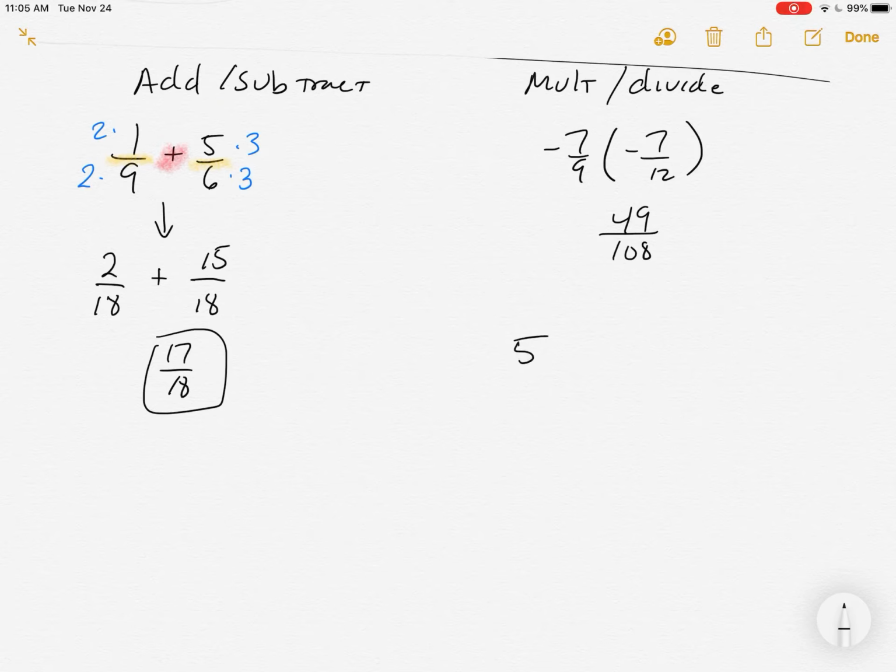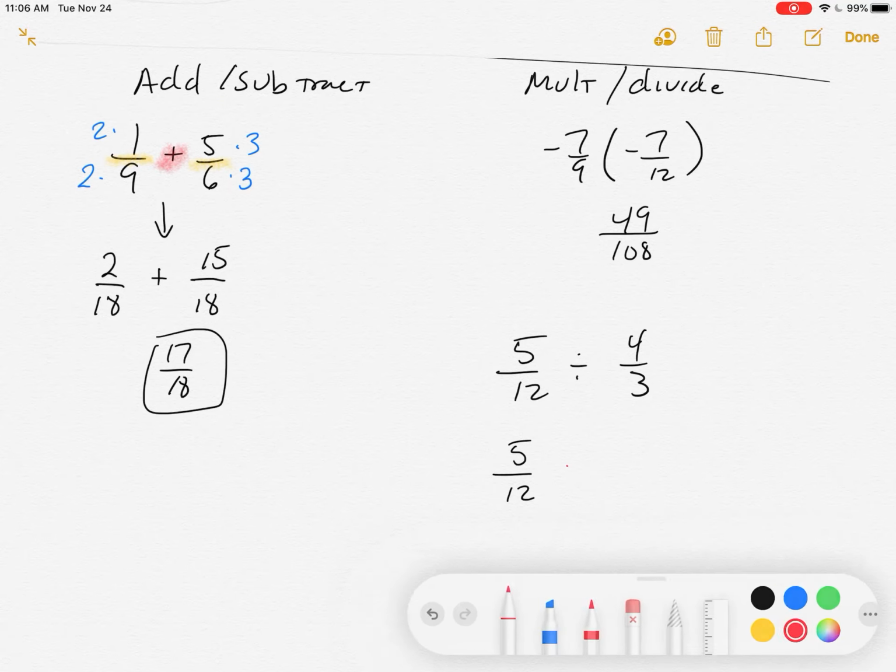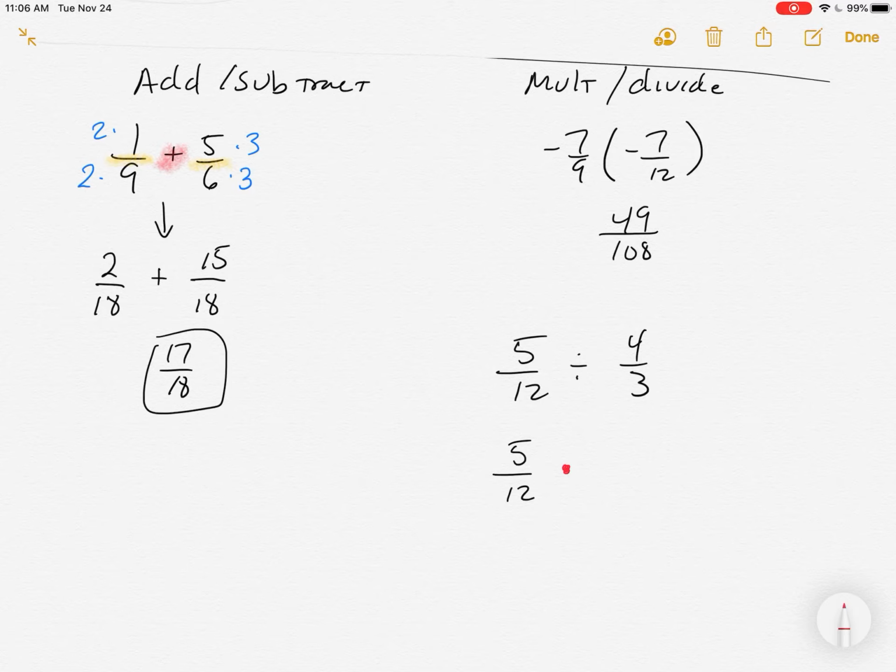Here I'm looking at a problem in the homework, 5/12 divided by 4/3. The reason why I wanted to look at the homework was for us to get an idea of the complexity there. So when you have a division, maybe you remember this from your earlier days, I think you will, we change our divisions into multiplications. And we have 5/12, and two things change. I'll put them in red. The division becomes a multiplication, and the 4/3 becomes 3/4.